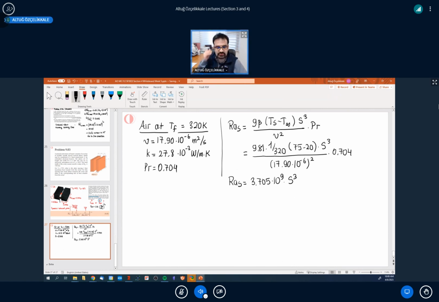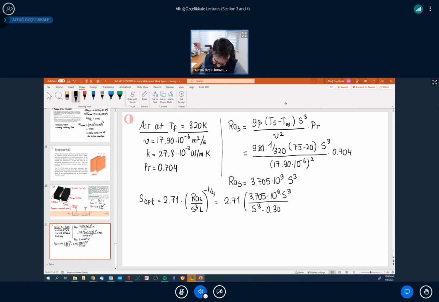So we couldn't do it numerically as a nonlinear function of spacing, but S optimal is going to help us to determine this spacing. That's going to be 2.71 times Rayleigh number S divided by S cubed L. So this S cubed is going to get cancelled out, and we will be able to obtain a numerical value for that spacing: 3.705 times 10 to the power 9 S cubed divided by S cubed multiplied by the length 0.300, raised to the power 1/4.